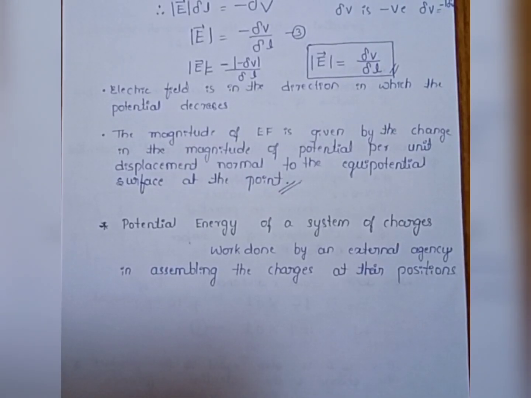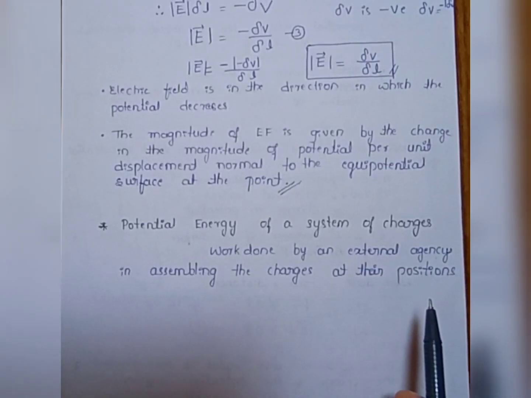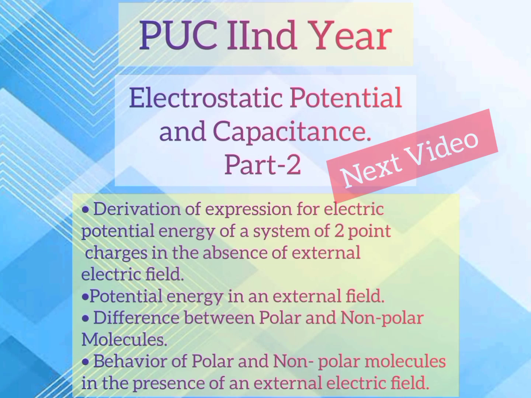Potential energy of a system of charges. Work done by an agency in assembling the charges at that position. Which completes the first part of the chapter Electrostatic Potential and Capacitance. In the next video, we can discuss some more derivations and some important topics from this same chapter.